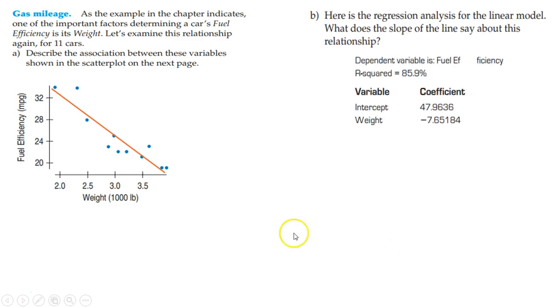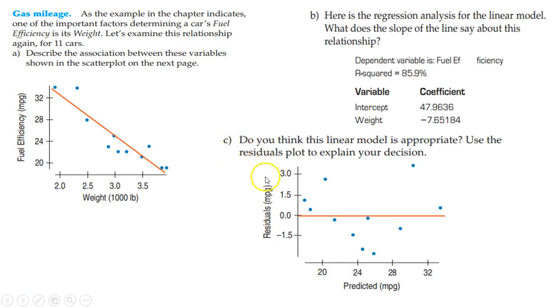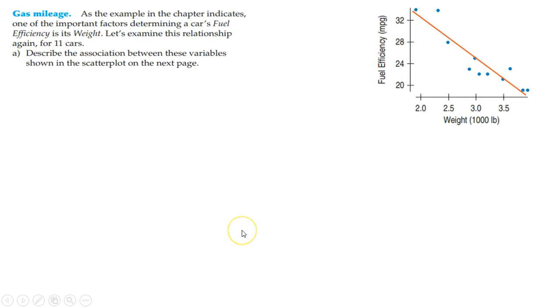But anyway, to describe it here, and then part C, do you think this linear model is appropriate, and use the residual plot to explain? Like, do you see a pattern? It's kind of looking like with the residuals, it's going down and then back up again. So it kind of depends. It looks like it could be a pattern, so we'll take a look here and see.